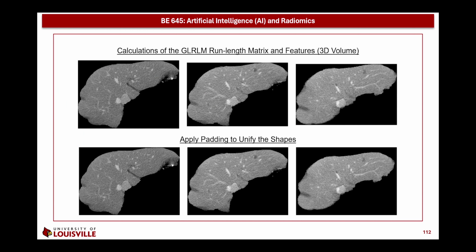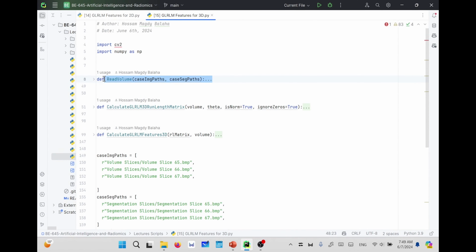And as we mentioned in the previous lecture, we need to apply padding for each slice in the volume to unify the shapes, because when we grouped each of these slices, they got different dimensions, for example here and here, and if we applied that without padding, it will raise an exception. So what we did here, we used the same read volume function from the GLCM code that loops on the different slices in the image and creates a volume variable, and updated our GLRLM functions from 2D to 3D with the same parameters.